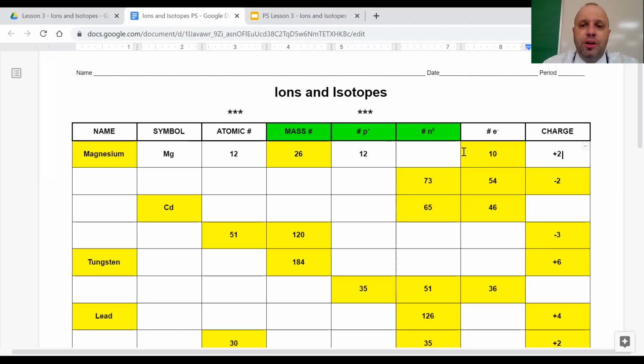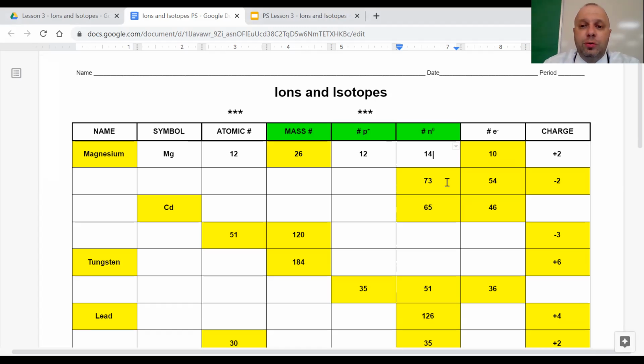The last part is to go and figure out how many neutrons I have. So these 3 boxes that are up here in green, the protons and neutrons should add together to give you the mass number. So if the mass is 26 and these 2 numbers add together to give you 26, that means the number of neutrons has to be 14.